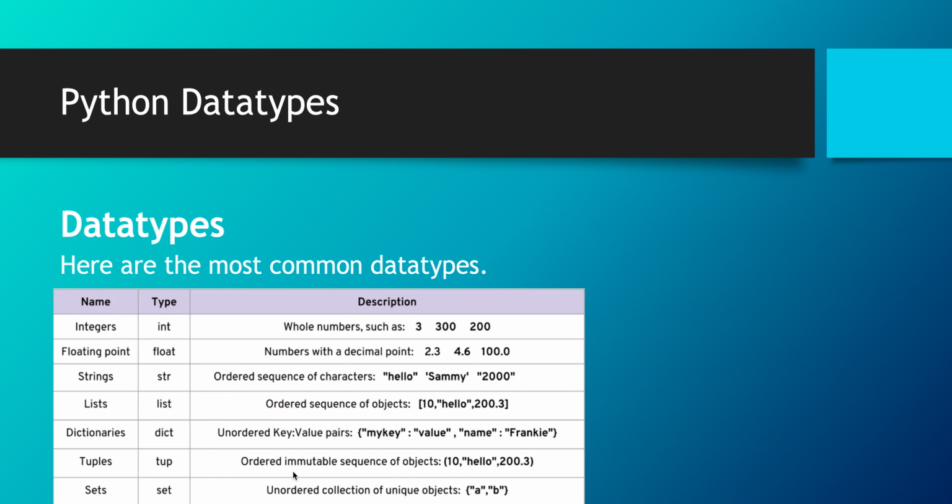Tuples are an ordered immutable sequence of objects. That means that it cannot be changed. Whatever it is, it is. It cannot be changed. Okay, and sets are an unordered collection of unique objects. So, for example, A and B. It's kind of similar to a list, except that it's unordered. Okay? And also another common one is a Boolean. A Boolean is basically a logical value indicating true or false.